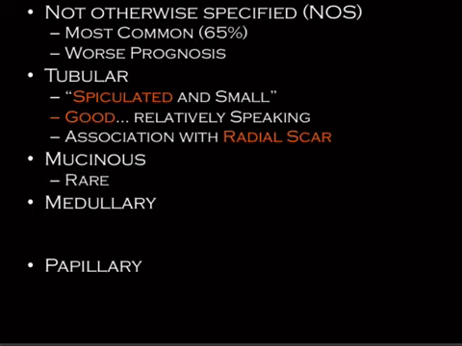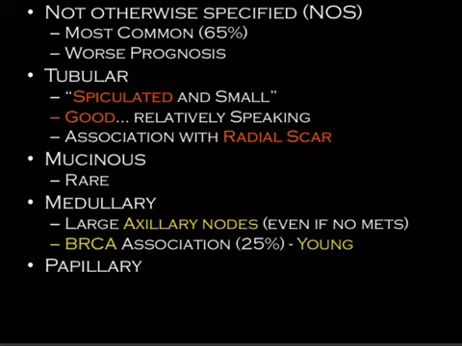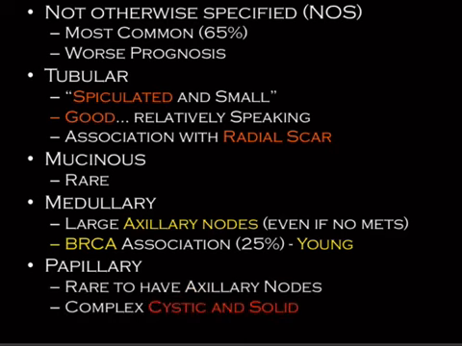Mucinous cancers are uncommon. Medullary is often seen in a younger patient. It has a BRCA association, which makes sense since it's seen in a younger patient. And they tend to have bulky axillary lymph nodes, even if they don't have metastatic adenopathy. Papillary is the opposite of medullary, and it's rare to have axillary lymph nodes. Instead of being seen in a younger patient, papillary tends to be seen in the elderly. It's actually the second most common, NOS being the most common. And probably the most likely way it's shown is with a complex cystic and solid mass. You'd have to show that on ultrasound.